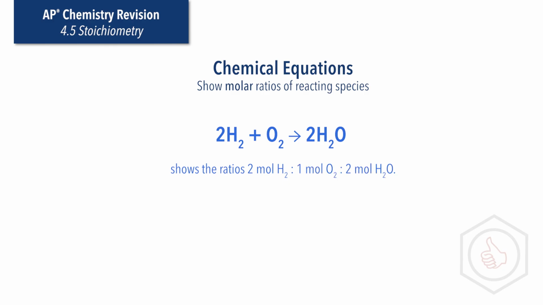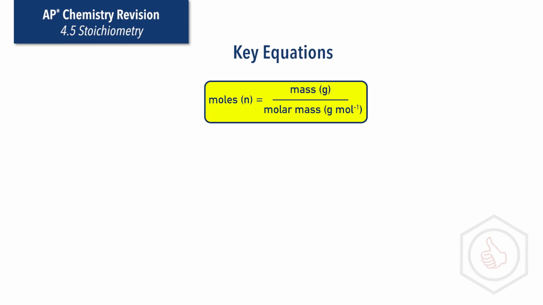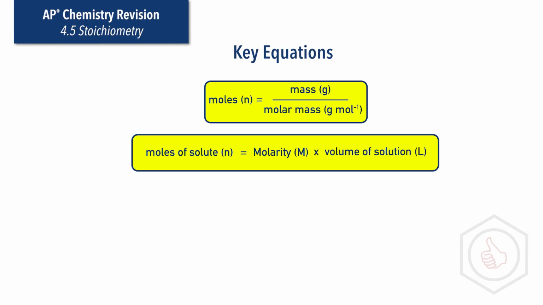This stoichiometric balance and molar ratio given by a balanced equation is incredibly useful and important when dealing with calculations and amounts of substance in chemistry. There are several key equations you need to know for dealing with amounts of substance. n = m/Mr, with n being number of moles, m being mass in grams, Mr being molar mass, so the mass in grams of 1 mole of the substance. n = M × V, again n being moles, M being molarity, and V being volume.